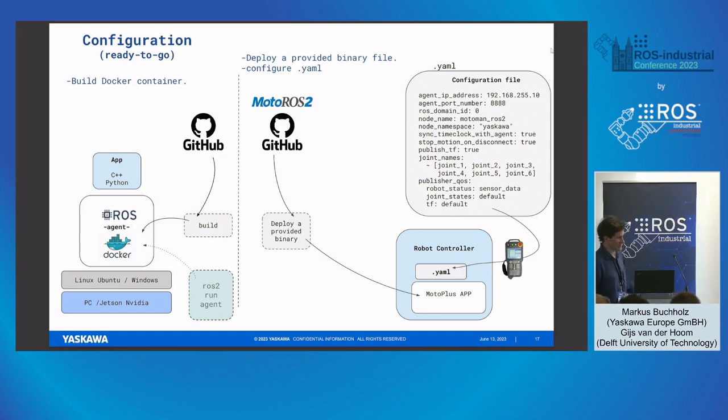So you can just go to the GitHub, upload this application from our Git repository. You just put this application on the USB stick, go to the controller, upload to the controller. And you also need to use this YAML file, which is the text file. You need to just edit.